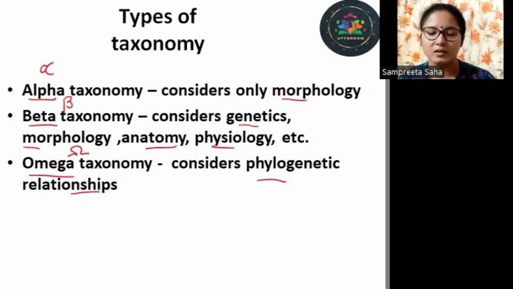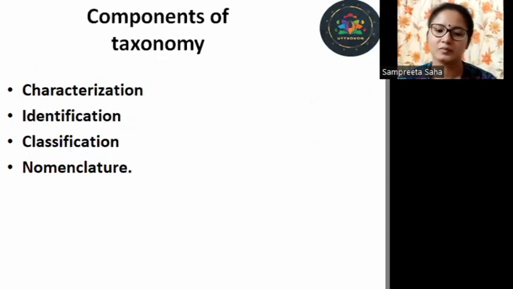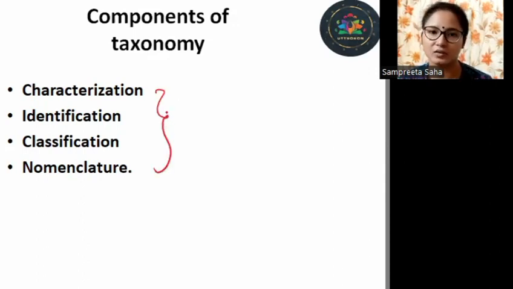Next, we have the components of taxonomy. In the last lecture, if you remember, I used a table to demonstrate the differences between taxonomy and systematics. And at the end of the taxonomy head, I merely mentioned these four components of taxonomy. So the components of taxonomy are characterization, identification, classification, and nomenclature. Let us discuss a bit about these components.